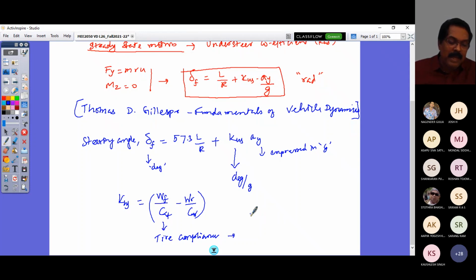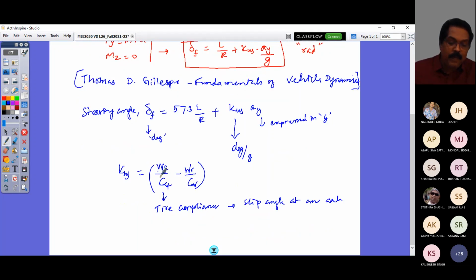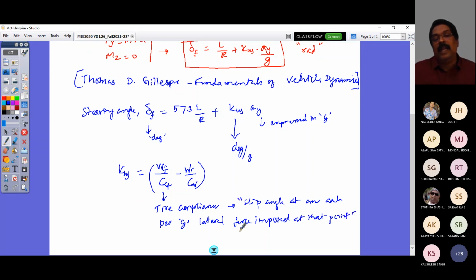So how do you have to define tire compliance? A slip angle at an axle per G lateral force imposed at that point. So you have to define tire compliance like that. If it is a front axle, the slip angle at the axle per G lateral force imposed on it would be defining my tire compliance. So here what do you get? Degrees per G. So if I represent like that, your understeer gradient would be represented in this equation like that.